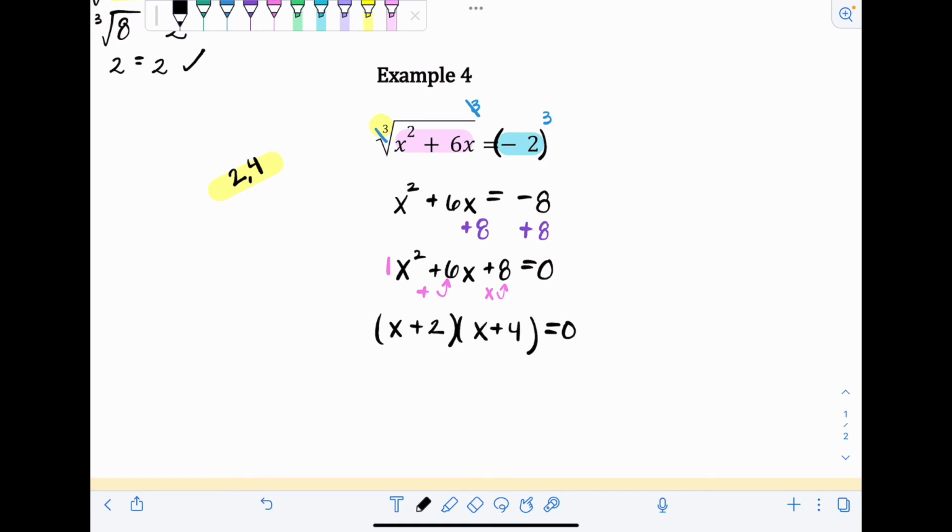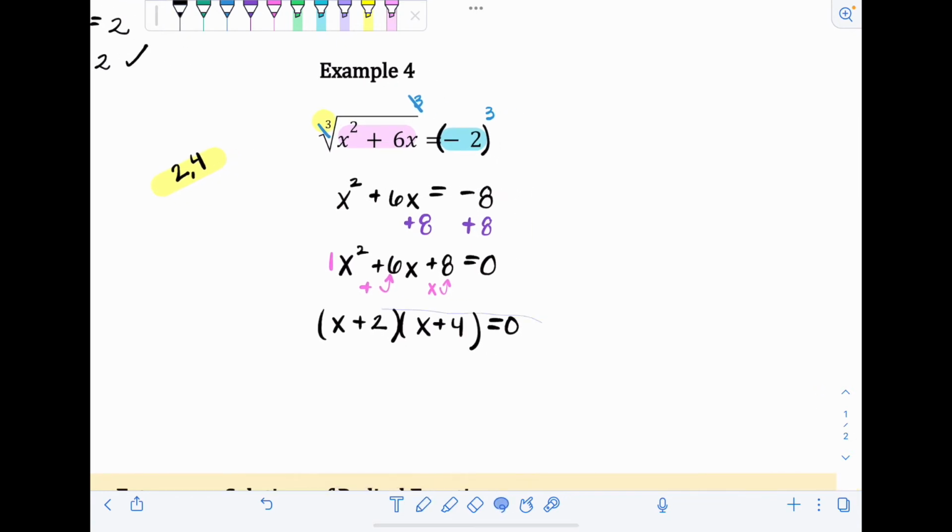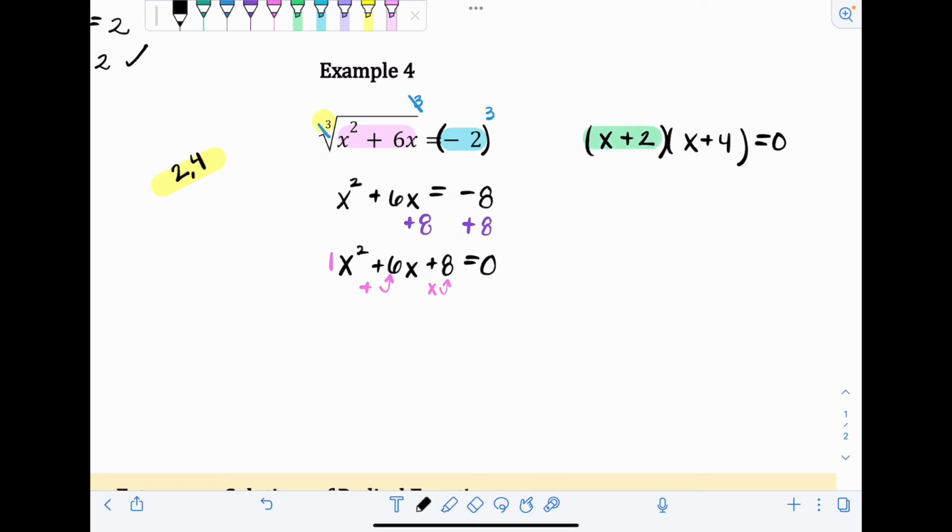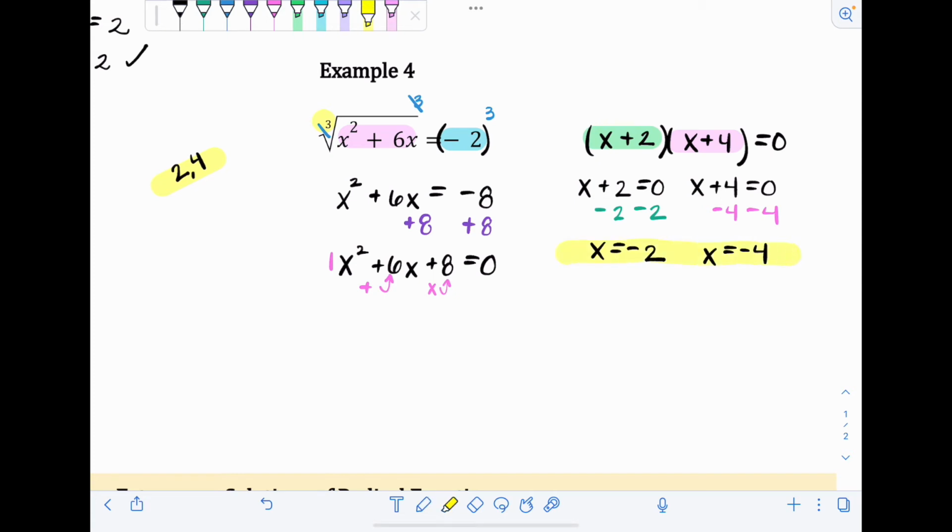And now it is factored completely, so I'm ready to set my factors equal to 0. So one factor is x plus 2. Set that equal to 0. The other factor, x plus 4. Set that equal to 0. For x plus 2, we have to cancel out the 2 that's being added, so we'll subtract 2 from both sides, get x equals -2. For x plus 4, we have to undo the 4 that's being added, so we'll subtract 4 from both sides, get x equals -4. So x equals -2 and x equals -4 are our solutions.